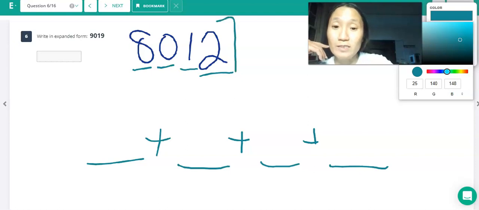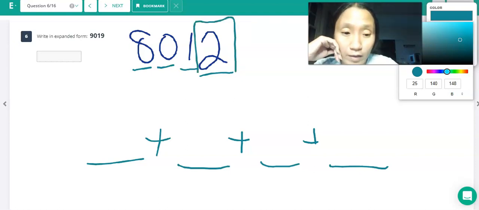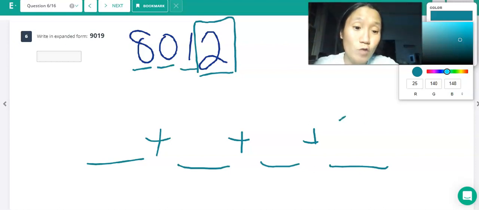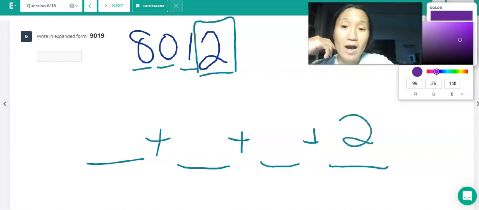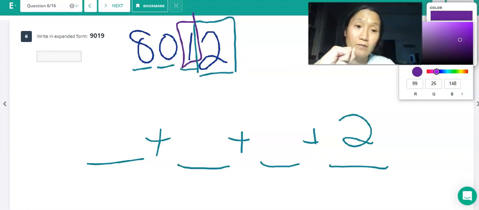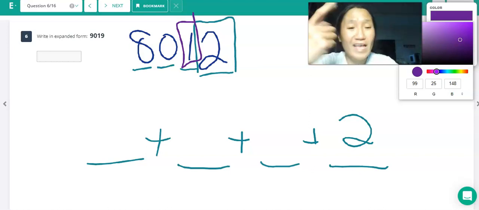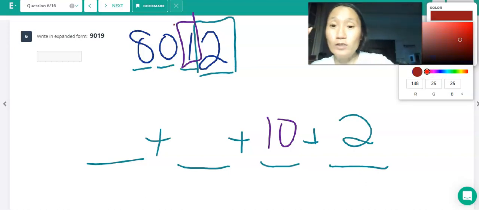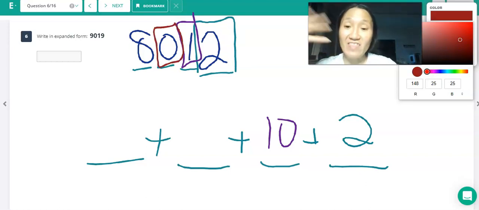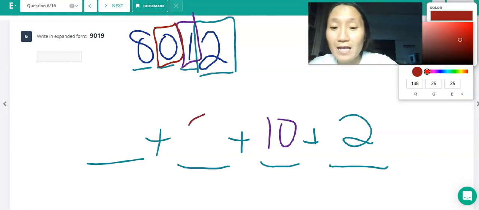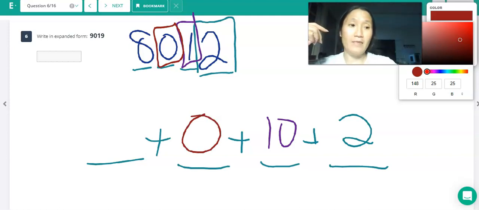This 2 is in the ones place. We're going to look at it first. I have 2 groups of 1, which means I have $2. Now let's look at this place value. That is 1 group of 10, one $10 bill. I have $10 in my pocket. This place value says I ain't got no Benjamins, no $100 bills, I got nothing in my pocket.